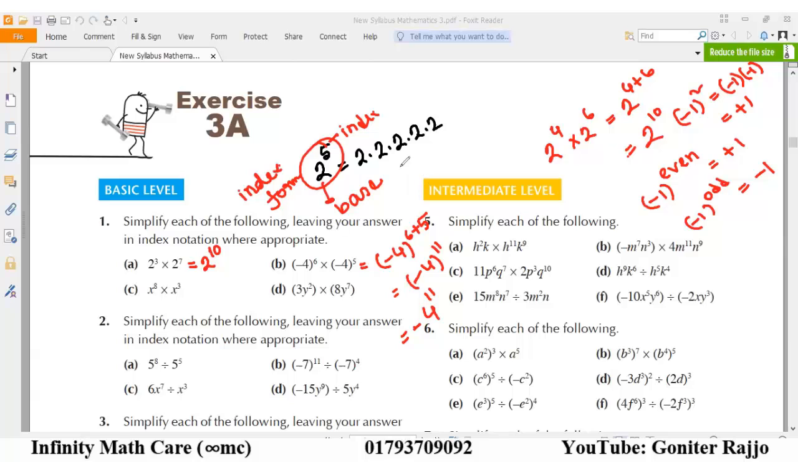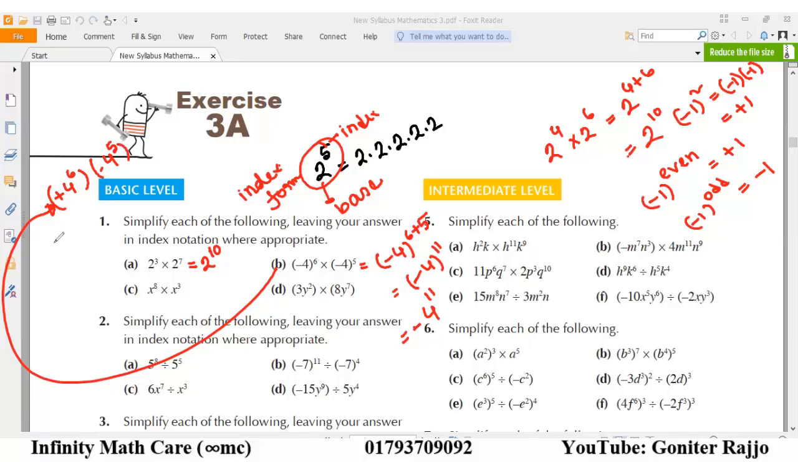And we can solve it in another way. Minus 4 to the power 6 multiplied by minus 4 to the power 5, I'm just writing it here. Minus 4 to the power 6 should be positive 4 to the power 6, because we know that minus any number to the power even will be a positive number. So it can be plus 4 to the power 6, and minus 4 to the power 5 will be minus 4 to the power 5.